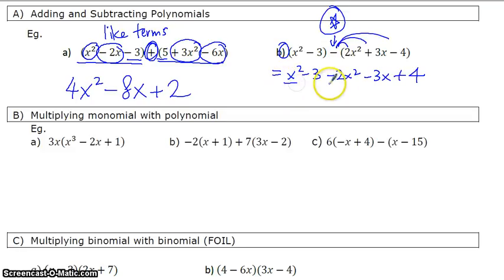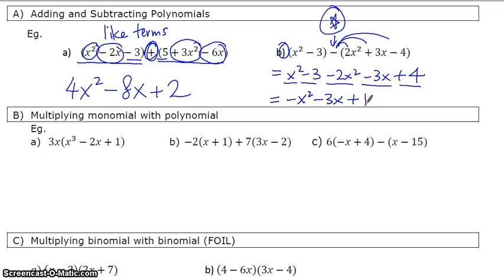I have 1x squared, I have minus 2x squared. So 1x squared minus 2x squared, how many x squared do you have? You have minus 1x squared. So minus x squared. Think of x squared as apple. 1 apple minus 2 apples, you have negative 1 apple. Now, the next term is negative 3x. No other like term, so just copy it. Finally, the constant term: negative 3 plus 4 is 1. So that's the answer. Put them in descending order. That's adding and subtracting polynomials.